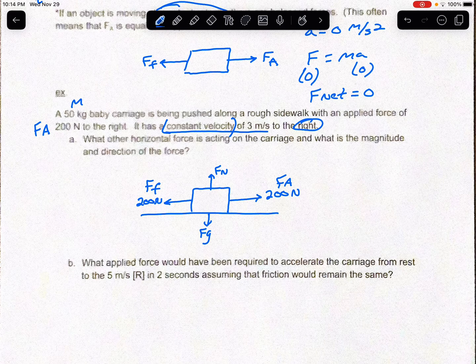So the way to think about that is, if you want constant velocity, they've got to be the same. If you want it to accelerate, that means FA has to be bigger than FF. Your applied force has to be bigger than the frictional force. And if you want it to slow down, the frictional force has to be bigger than the applied force. So my answer was this: the other horizontal force that's acting is 200 newtons, and it's acting to the left.